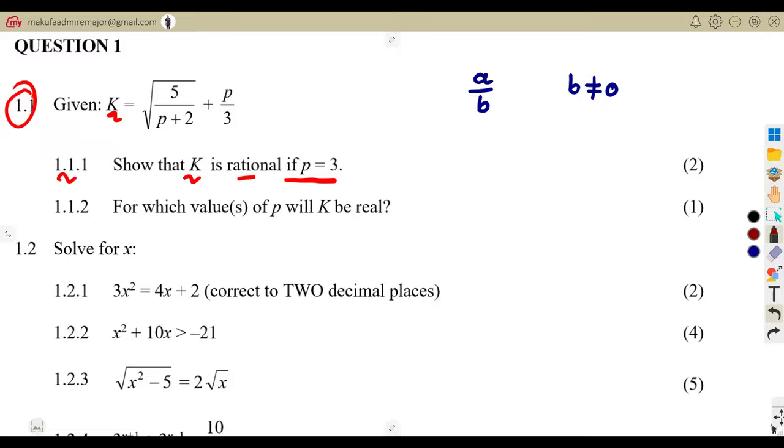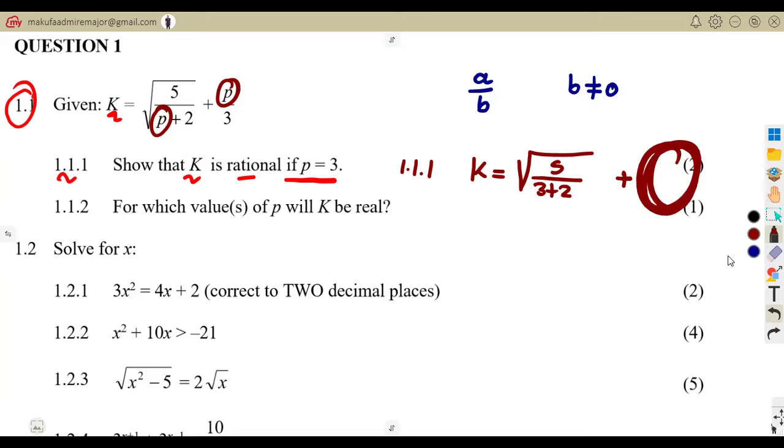So it was a simple substitution that you were going to need in this case. You are simply going to substitute the value of p that you're given in place of p. There we are given a p, there we've got a p. So that is the square root of 5 over 3 plus 2. Remember, everything is being affected by the square root. Then plus, this is separate. This part is not under the square root. p is 3, so that is 3 over 3.